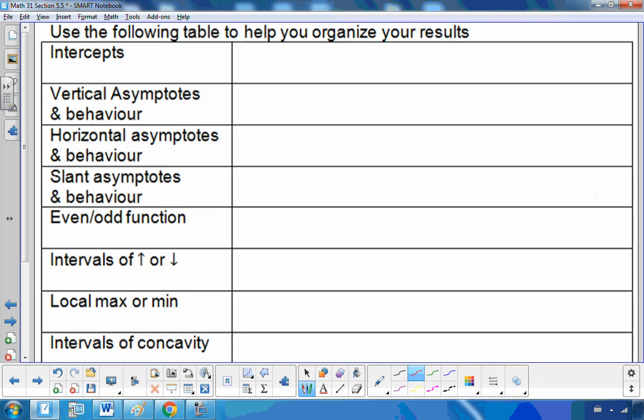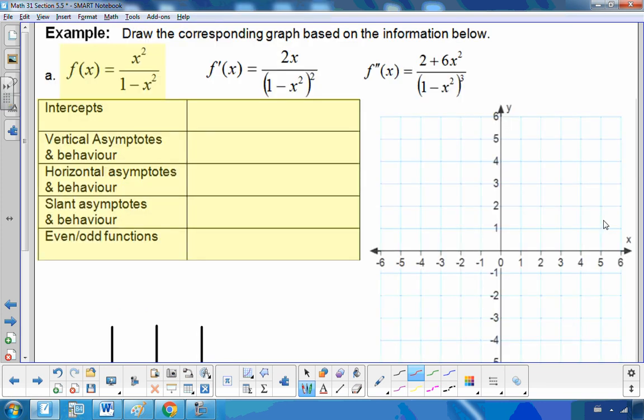So for each of these questions, I'm going to use this table to help me organize my results. I'll go through doing the function first, first derivative, and then second derivative, putting it all together on a graph. So we're going to do 3 examples in part 1. So let's look at our first example.